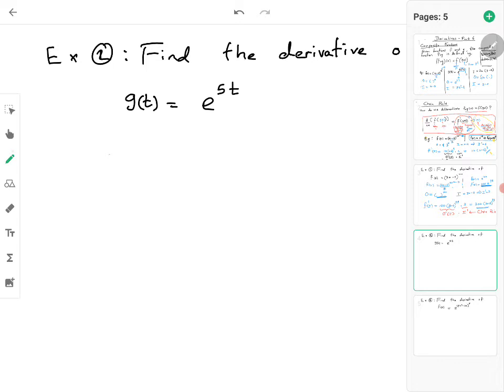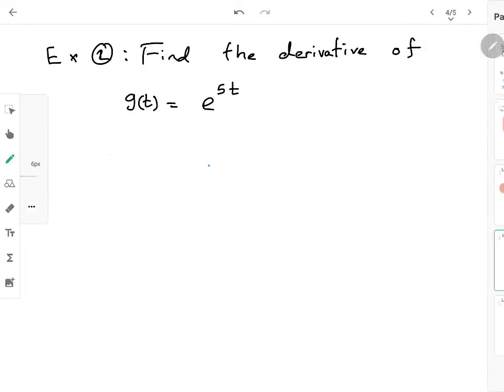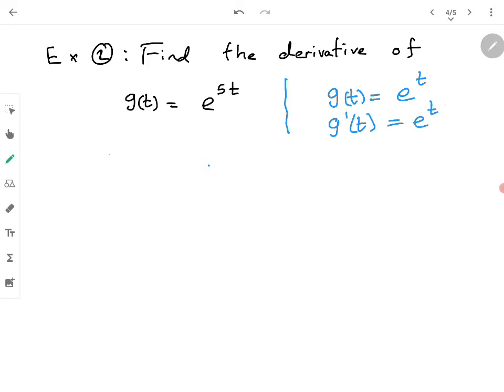Okay, the next example is using the exponential function. So we want to find the derivative of g of t is equal to e to the phi t, and we know how to differentiate the exponential function e to the t. It's the easiest formula to remember. The derivative of e to the t is e to the t, the function itself. So the only difference is our inner part is not t, it's phi t. So because of that, we need to use the chain rule.